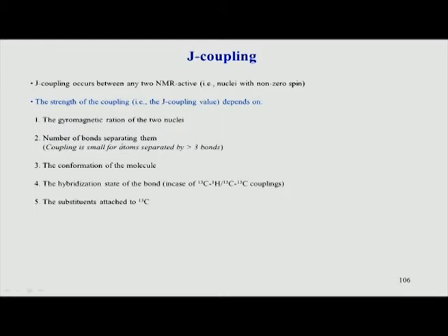Number two factor is, it also depends on the number of bonds separating the nuclei. If you have hydrogens separated by two bonds, which are called geminal hydrogens, they will have a stronger coupling compared to vicinal hydrogens, which have 3 bond separation. If you go for longer, 4 bond, 5 bond and so on, the hydrogen coupling becomes weaker and weaker. Of course, one bond hydrogen-hydrogen is not there. We talk about one bond hydrogen to carbon, which is very strong because it is one bond. So, the number of bonds separating two atoms matters for the coupling.